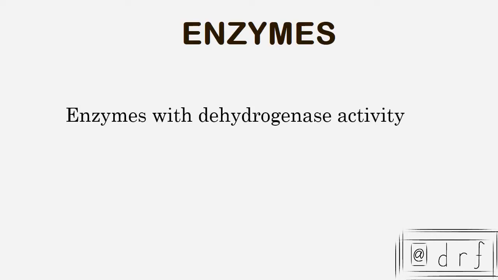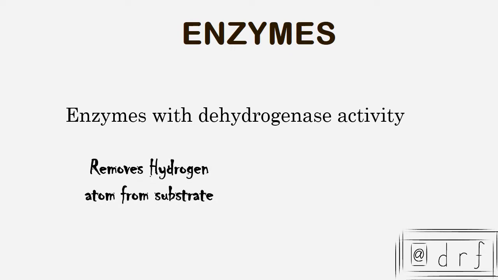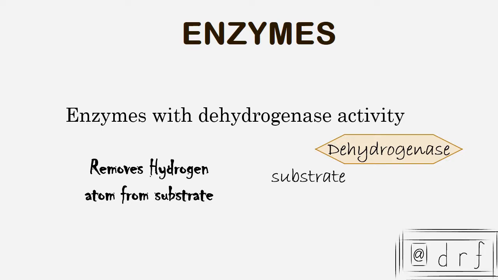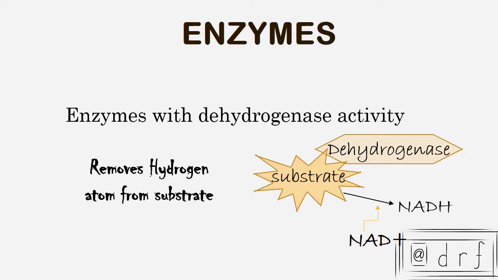The other kind of enzyme that we are going to see is enzymes with dehydrogenase activity. Dehydrogenase, by its name, means that it removes a hydrogen atom from the molecule or substrate. For example, if we have a substrate and we make it react with a dehydrogenase enzyme, then the substrate would lose a hydrogen atom and transfer it to NAD+, and this NAD+ would be converted into NADH. The hydrogen atom here is taken from the substrate. This was the activity of the dehydrogenase enzyme.